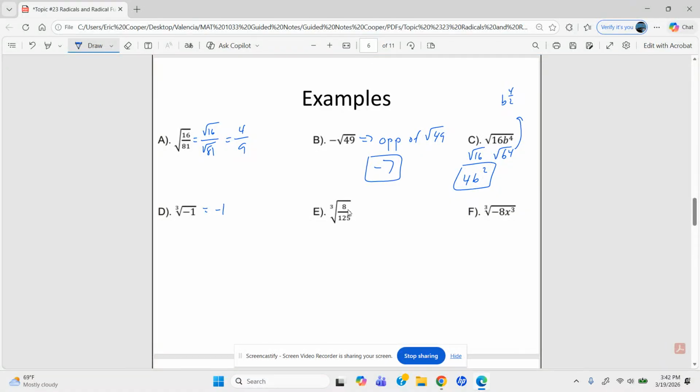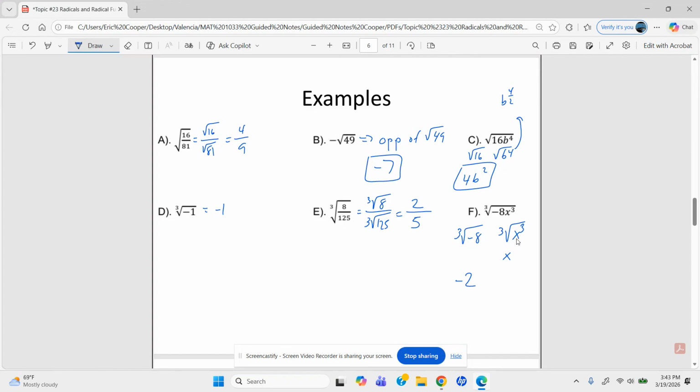The cube root of this fraction, we'll break it up and do each number separately. What number times itself 3 times gives me 8? That's a 2. And what number times itself 3 times gives me 125? That's a 5. Same thing here, we will break this up. We will do the number, and we will do the exponent. What number times itself 3 times gives me negative 8? It's okay to be negative because this index is odd. So this will be negative 2.